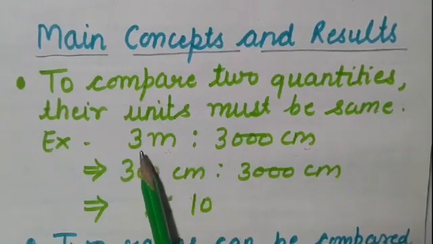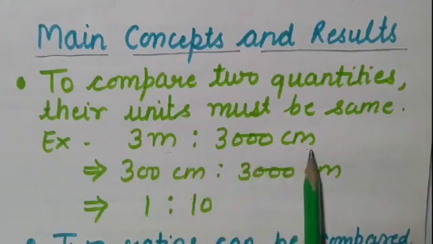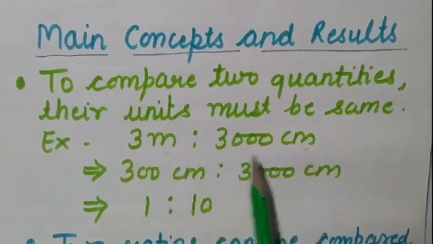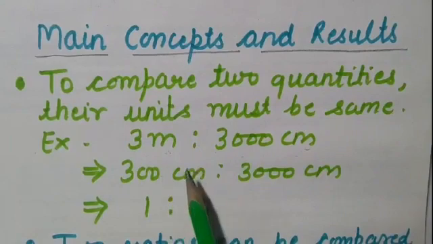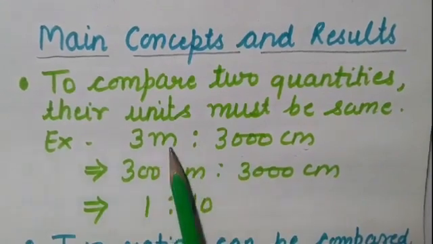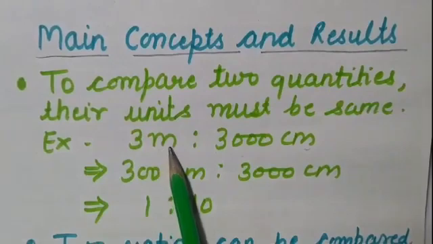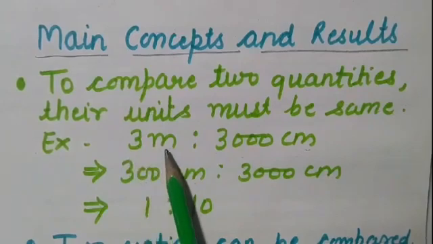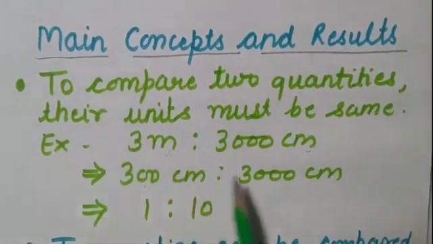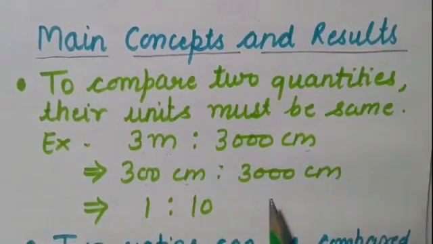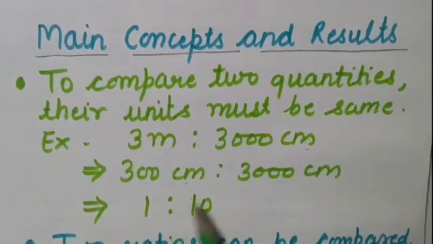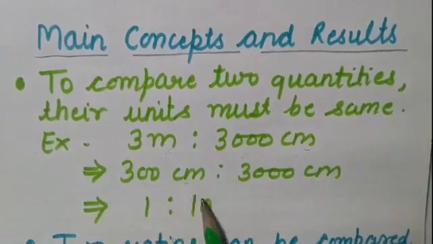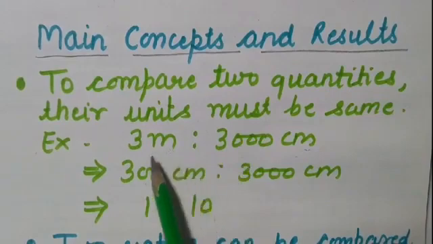Suppose we have to find the ratio of 3 meter and 3000 centimeter. For this I have to convert these two quantities into the same unit. Now meter is the bigger unit, so I will convert it into the smaller unit. 1 meter is equal to 100 centimeter, so 3 meter is equal to 300 centimeter. So the ratio is 300 centimeter to 3000 centimeter. Now if you cancel, you will get 1 ratio 10. This is how you can compare quantities through ratio.